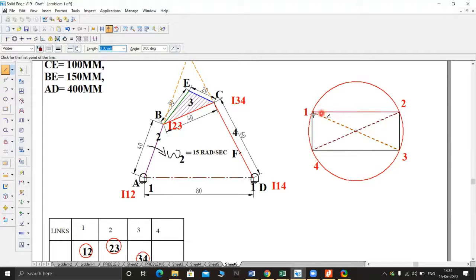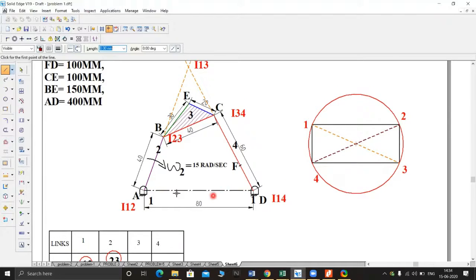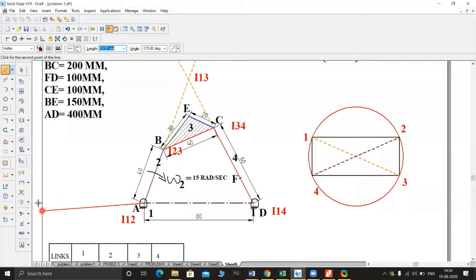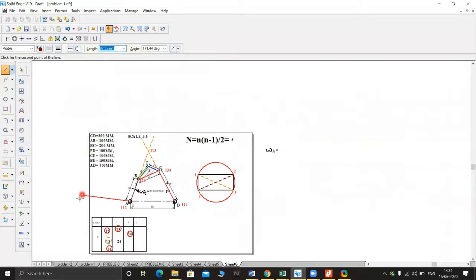Therefore, I24 will come on the same line with respect to this link. So I'm going to draw the line with respect to this link as a hidden line. I don't know whether it comes on the right hand side or left hand side. Just for an instance, I will take it to the left hand side like this.